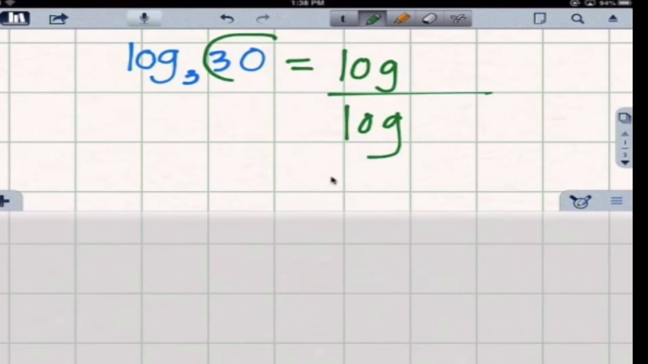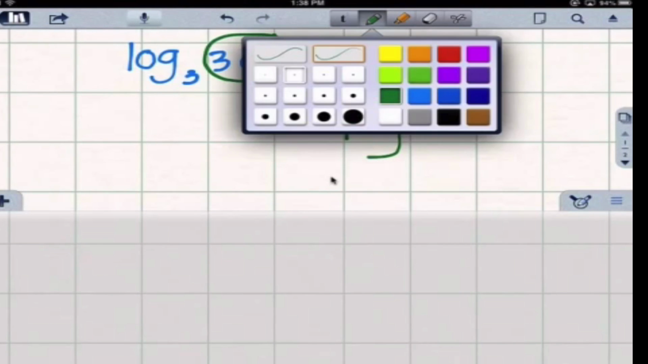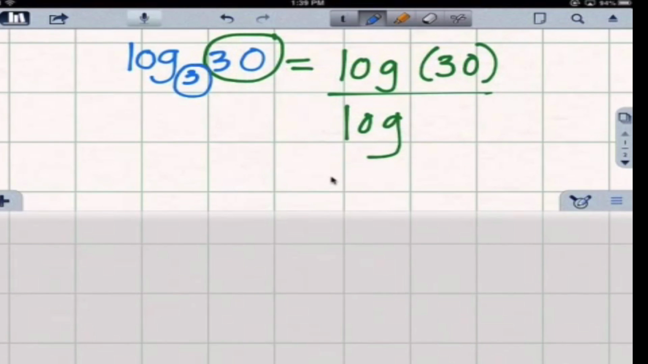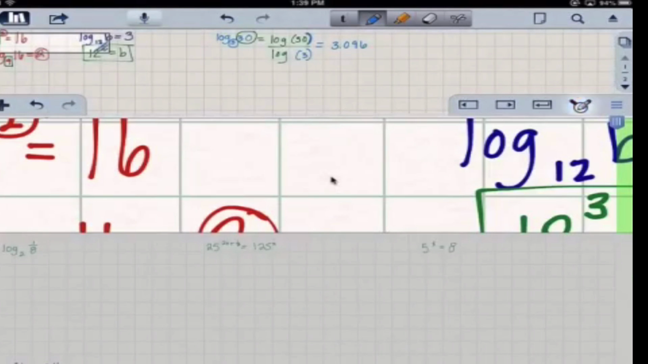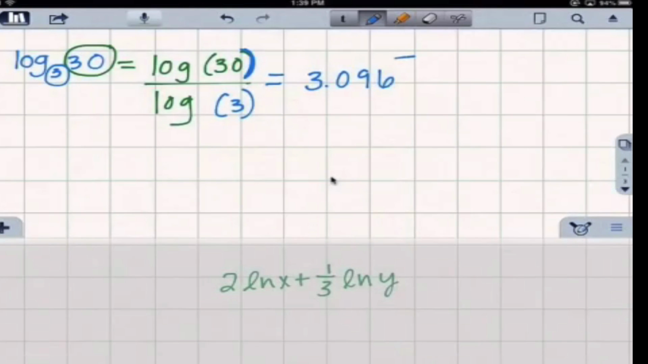I know whatever this number is going to go in the numerator, and whatever is in the base stays on the bottom. The most important thing when we put this into our calculator is to remember this parenthesis right here. If I mess up that parenthesis, it messes up my answer. So when I put this into my calculator, I get 3.096. Sorry, pressed the wrong button there.